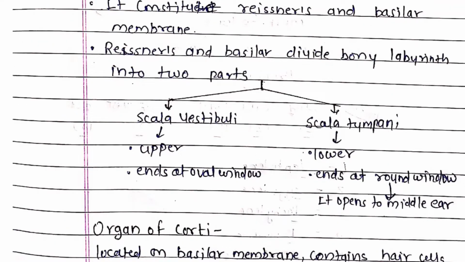One is scala vestibuli and the other is scala tympani. Scala vestibuli is the upper part and it ends at the oval window. Scala tympani is the lower part and it ends at the round window and it opens to the middle ear.